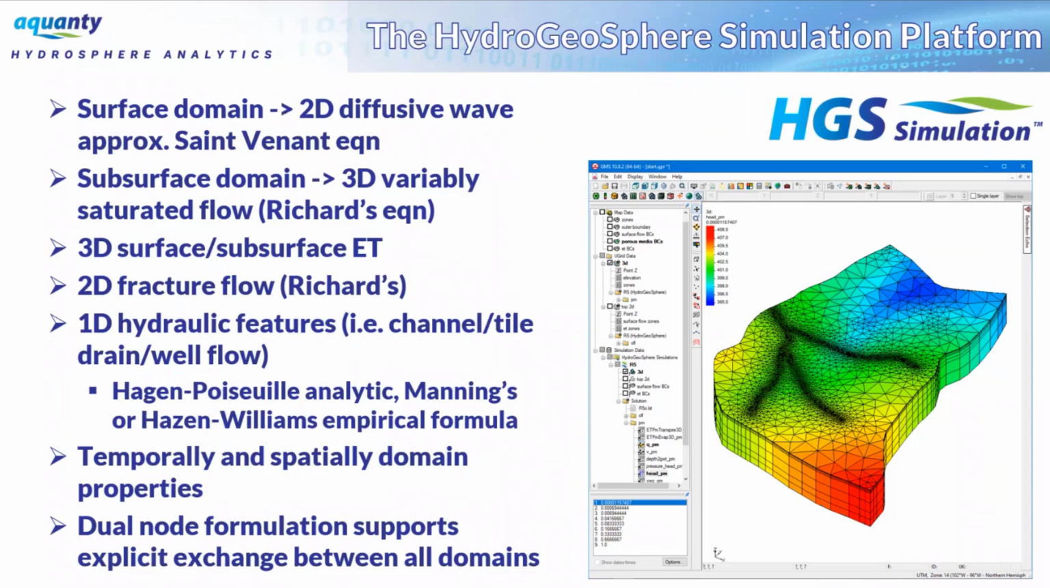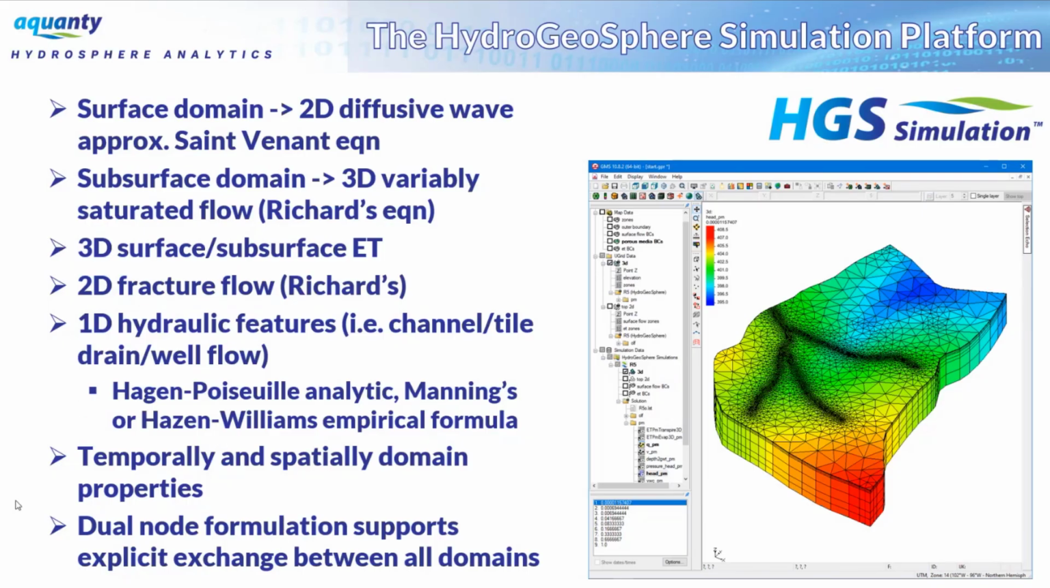Quickly, I'll just go over some of the key features and the governing equations of flow themselves. In the surface domain, HydroGeoSphere is solving the 2D diffusive wave approximation of the Saint-Venant equation. In the subsurface, HGS handles a 3D form of Richards' equation for variably saturated groundwater flow. We have a 3D representation of evapotranspiration that's based on, I think, a 1978 paper by Christensen and Jensen. We handle two-dimensional fracture flow also via Richards' equation, and we can also incorporate a number of different one-dimensional hydraulic features such as channels, tile drains, or wells, and each of these have a few different options for the governing equations of flow that would be applied to them.